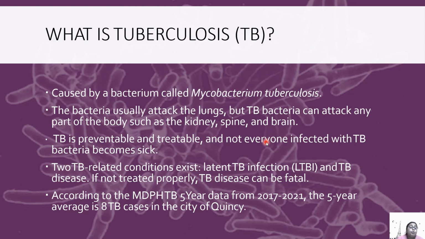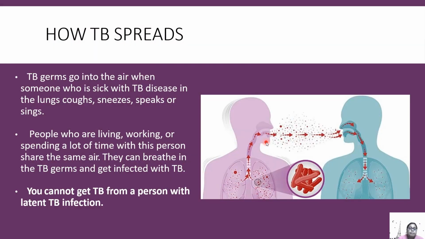Okay, you won't really have symptoms that you'll be able to figure out. So two TB related conditions exist: latent TB infection, LTBI, and TB disease, the active TB infection. If not treated properly, TB disease can be fatal. So what happens is that TB germs go into the air as aerosol droplets when someone who's sick with TB disease in the lungs coughs, sneezes, or speaks, and people who are living, working, or spending a lot of time with this person share the same air, correct? So they can breathe in the TB germs and get infected with TB.